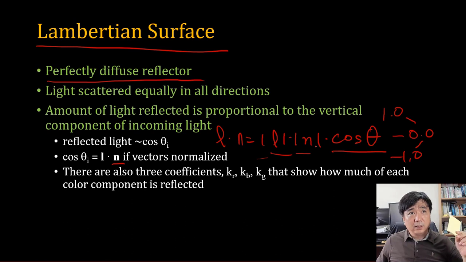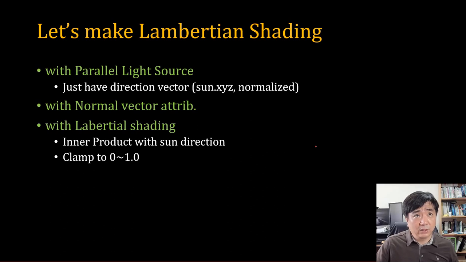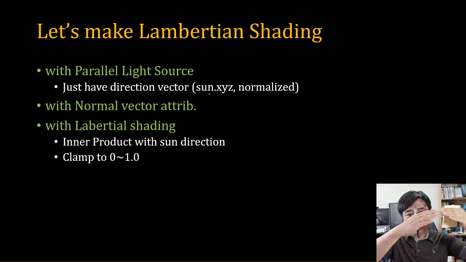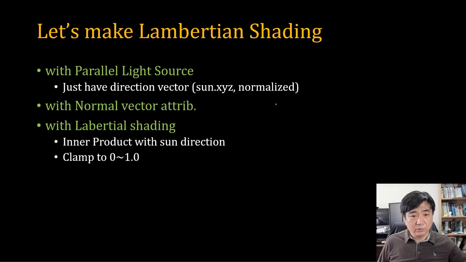Let's try to make some kind of Lambertian shading. To make the problem simple, we will use a parallel light. A parallel light only has a direction, so it does not have attenuation by distance, and we don't have to calculate distance. And then we need the normal vector, so we need to add the normal vector to all vertex attributes.